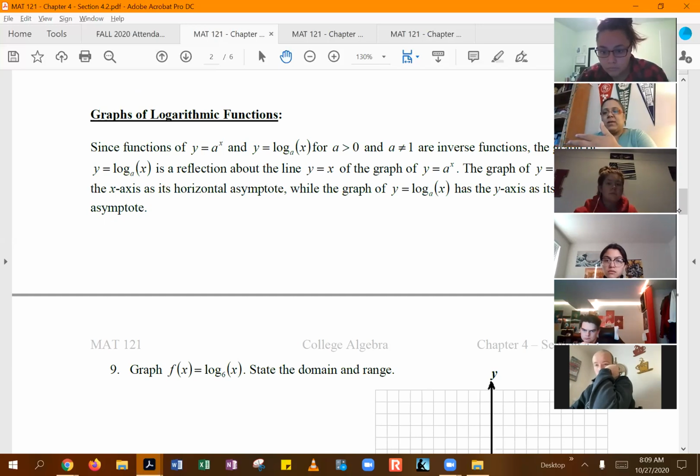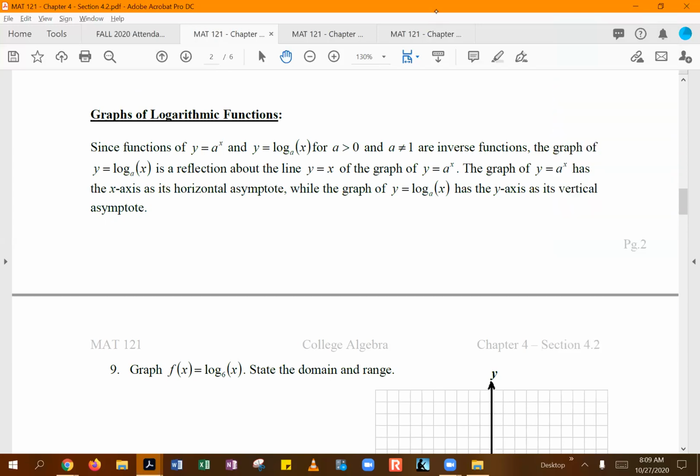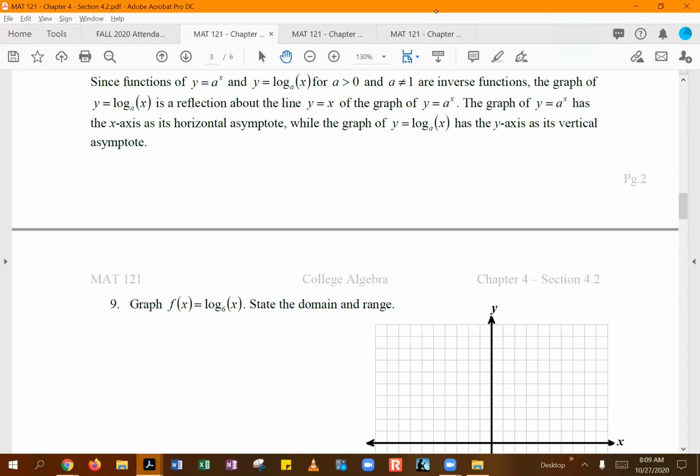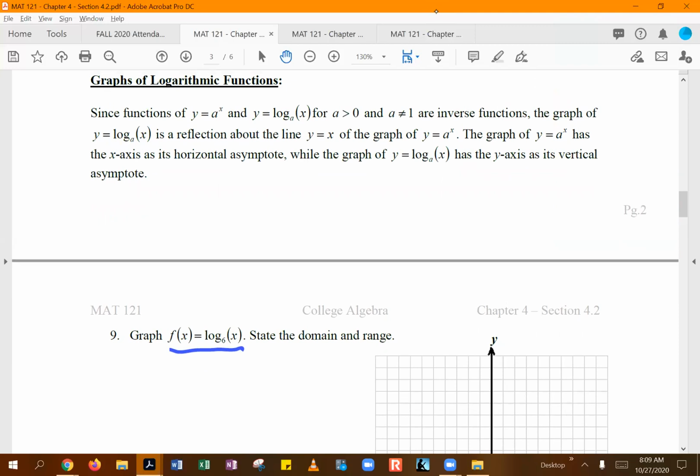So traditionally, that's how you draw your log functions. You start out by drawing the equivalent exponential function using that same base, and then you draw the logarithmic function based off of that. So let's take a look at what the graph for a function like this would look like. We've got f of x equals log of x with base 6.